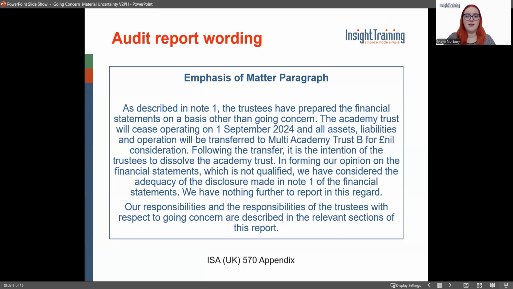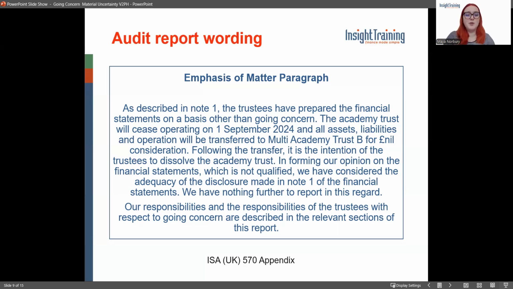Informing our opinion on the financial statements, which is not qualified, we have considered the adequacy of the disclosure made in note 1 of the financial statements. We have nothing further to report in this regard. Our responsibilities and the responsibilities of the trustees with respect to going concern are described in the relevant sections of this audit report. So in this example, that's that third, if you remember back to our three going concern audit report implications, which we expect to see, it's that third one on the right, where it's not a going concern. However, as an auditor, we are agreeing with that preparation.